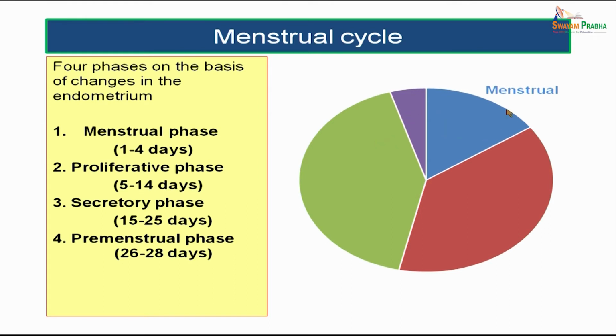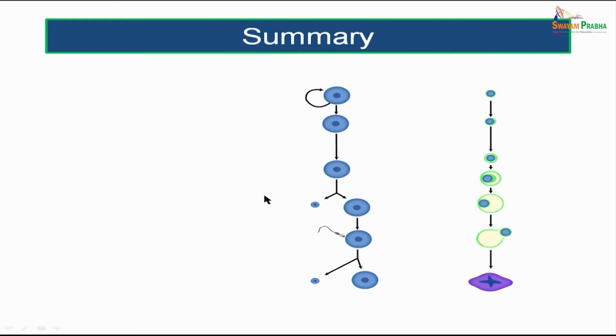So, this one is the menstrual phase, which is roughly 1 to 4 days. Then you have the proliferative phase, roughly 5 to 14 days. Then you have the secretory phase, from 15 to 25 days, and a very small phase just before menstruation, known as the premenstrual phase, which is about 26 to 28 days.